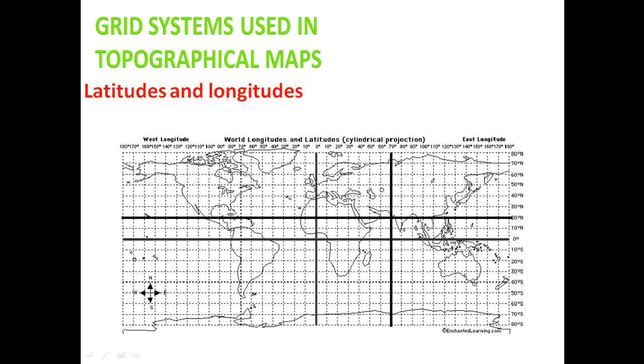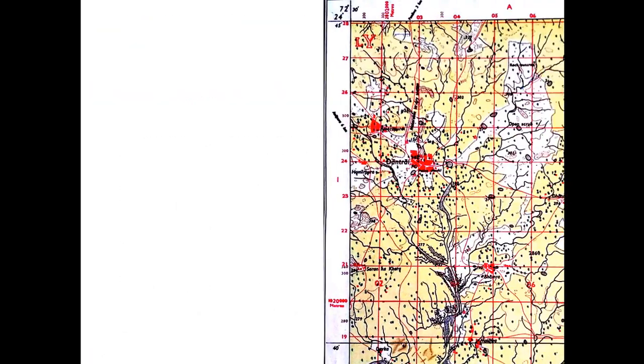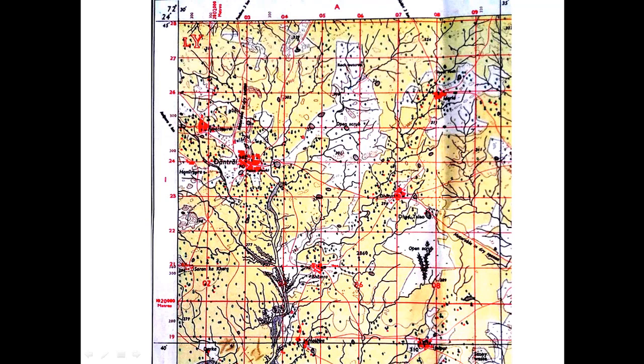Now how are these latitudes and longitudes shown on a topographical map? We'll take one extract from a topographical map. As you can see, the vertical black lines shown on the topographical map are called longitudes. The horizontal black lines drawn on the topographical map are called latitudes. The value of this longitude is also mentioned over here, 72 degrees 30 minutes, and the value of latitude is also mentioned here, 24 degrees 45 minutes.